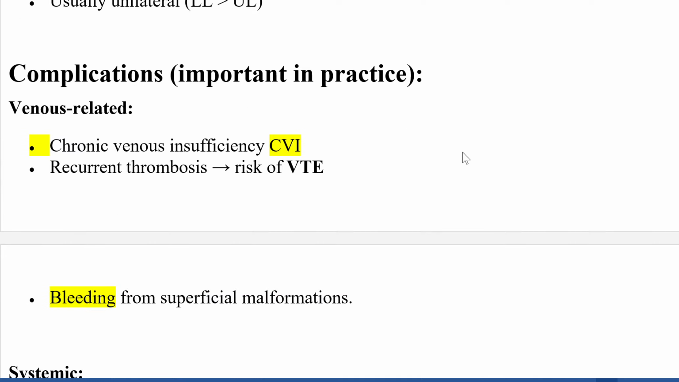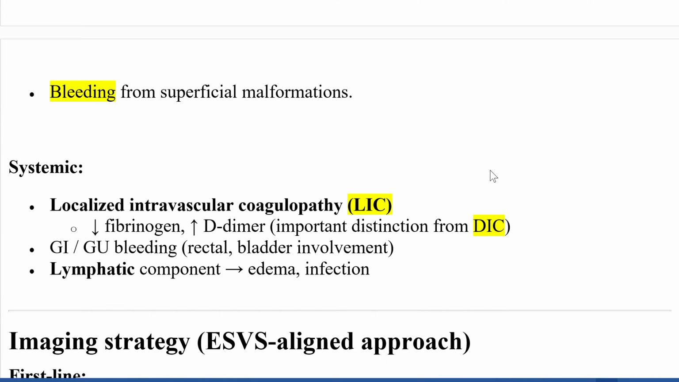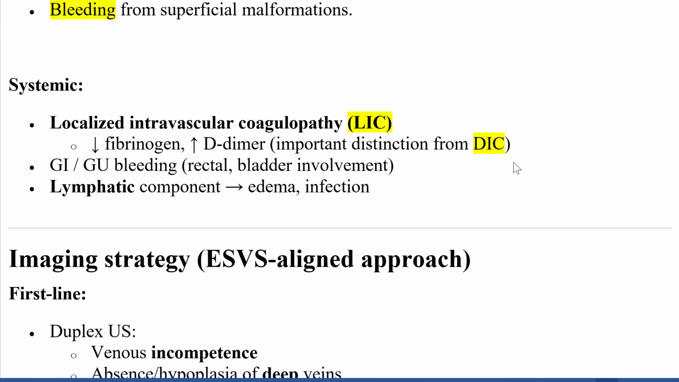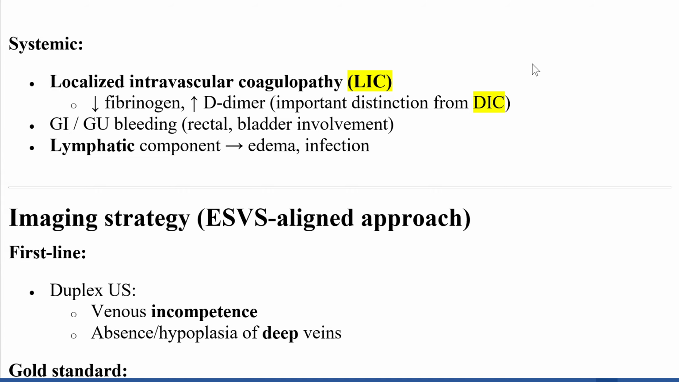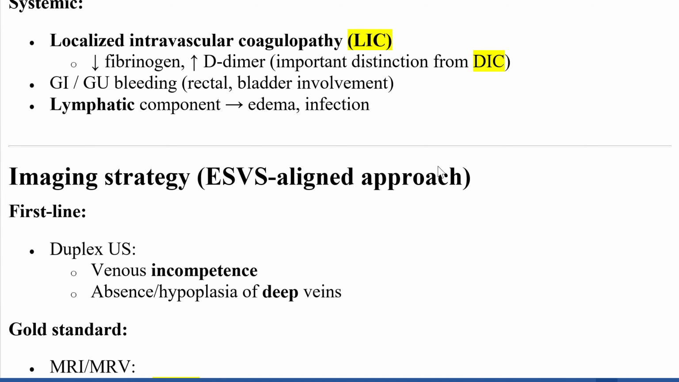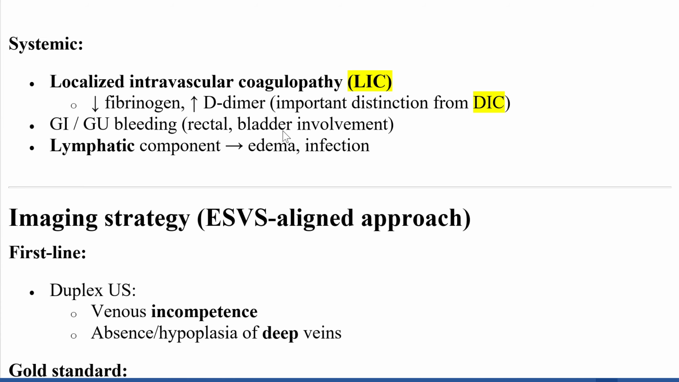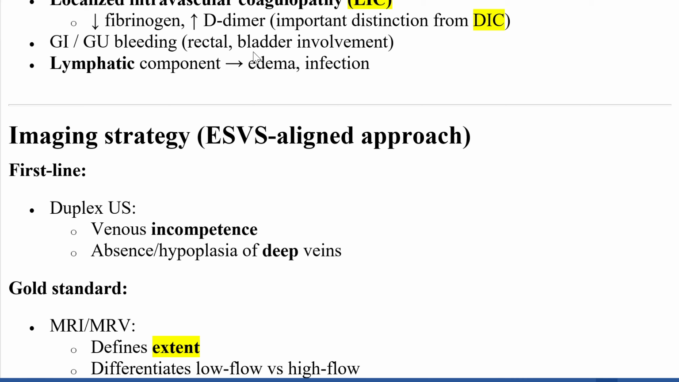The complications: you can find also CVI, recurrent thrombosis, bleeding. Systemic complication: you may find what's called localized intravascular coagulation, which can be converted to DIC. One of the complications of Klippel-Trénaunay, you may find GIT bleeding, either lower or upper GIT bleeding. And the lymphatic component of Klippel-Trénaunay may cause edema, infection and lymphorrhea.